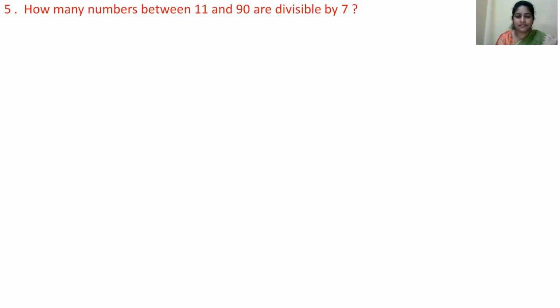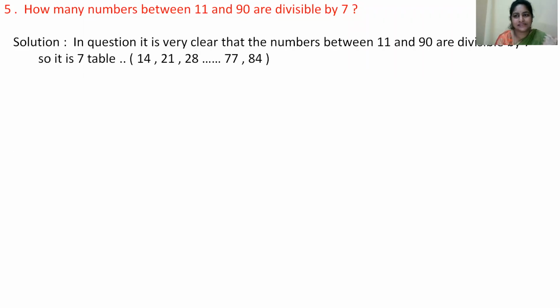Now let us see the question. How many numbers between 11 and 90 are divisible by 7? In the question, it is very clear that they are asking us to find the numbers between 11 and 90 which are divisible by 7. That is nothing but your 7 table.